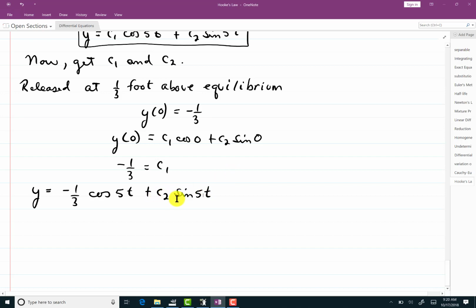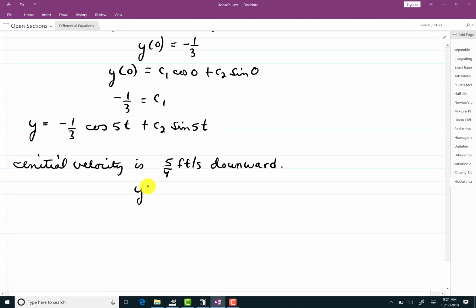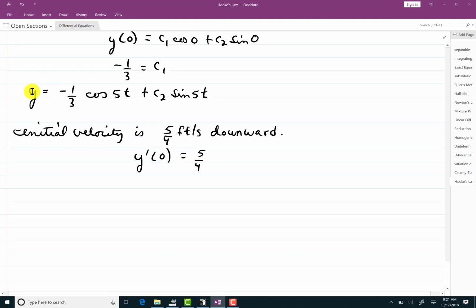Now I want to go figure out the c2, and that is usually given to us through the velocity. The initial velocity is 5/4 feet per second downward. So that tells me that y prime of 0 equals positive 5/4. So let me go ahead and take the derivative of this equation of motion and then set it equal to 5/4. So y prime equals, so I take the derivative of cosine, I'll get negative sine.